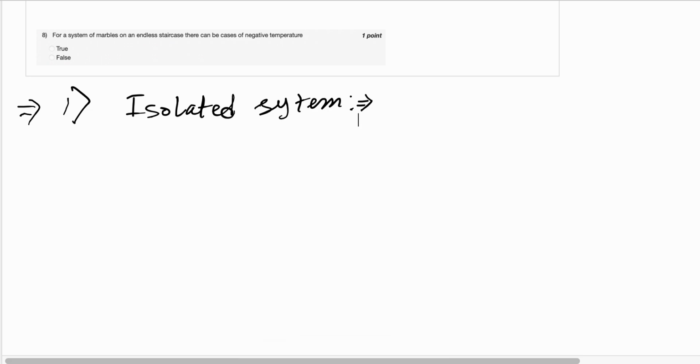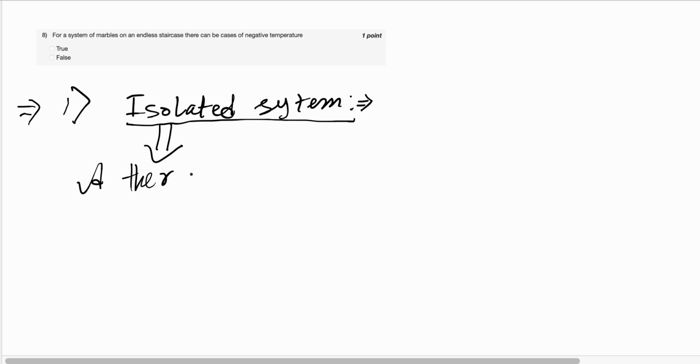So what is an isolated system? First we will define the isolated system. Whatever we do here is in the thermodynamic sense. So in the thermodynamic sense, the isolated system is a thermodynamic system. Can you see now? Now you can see, right? A thermodynamic system.